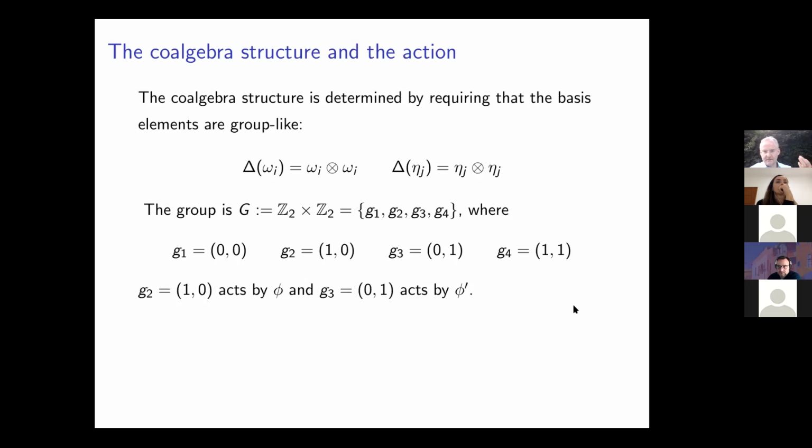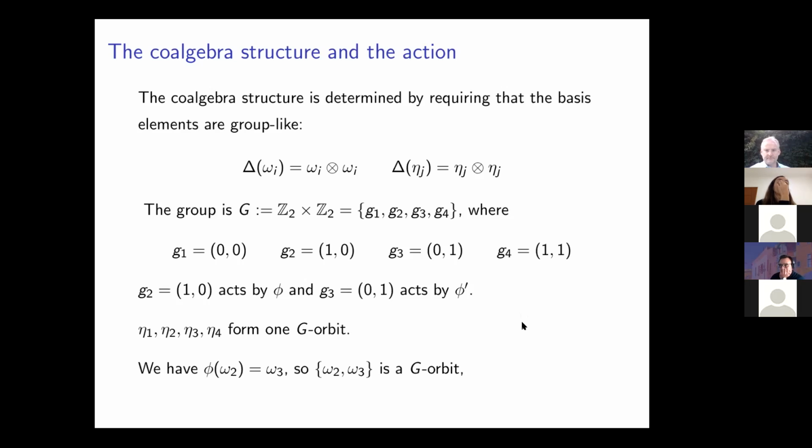and G3 acts by this other automorphism, which I've also introduced, which was denoted by phi prime. And under this action, it turns out that the etas form one G orbit, whereas the omegas are moved by phi, but not under omega 1, and omega 1 and omega 4 are fixed points under the entire action. So this is the orbit structure, and I won't go into this today, but in Mexico City I explained this, and this was the purpose of these Drinfeld-Hopf algebras to begin with.